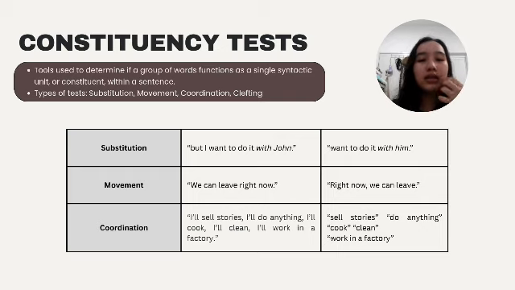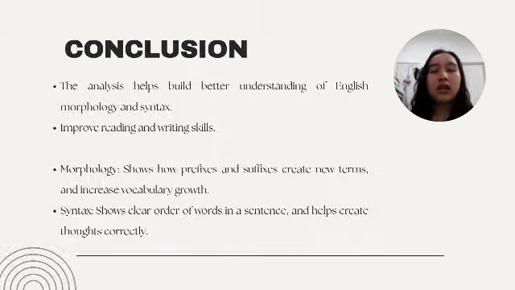Lastly is coordination. Coordination is when you join two or more conjuncts, so they have the same status in a sentence. For example, I will sell stories, I'll do anything, I'll cook, I'll clean, I work in a factory. We can see the conjuncts are the verbs. Sell stories, do anything, cook, clean, and work in a factory. These conjuncts still have the same status and there's no higher word or phrase.